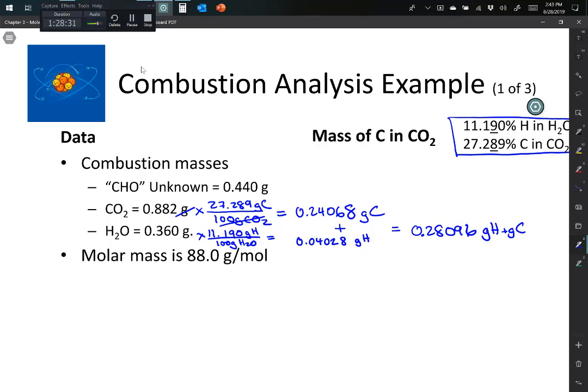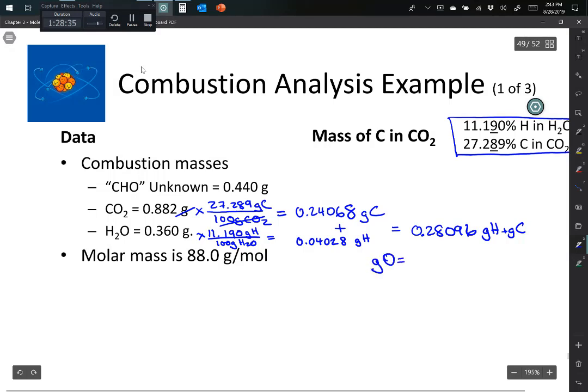So the grams of oxygen is going to be the 0.440 grams total. That's the grams of the unknown, right? Minus 0.28096 grams. And what do you get for that?